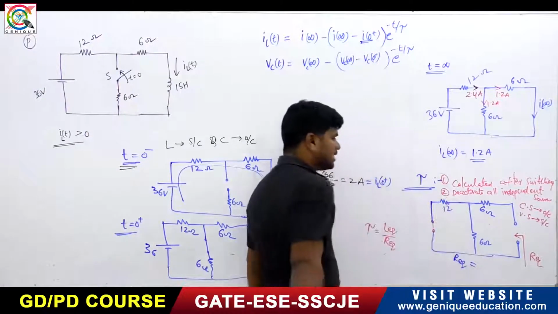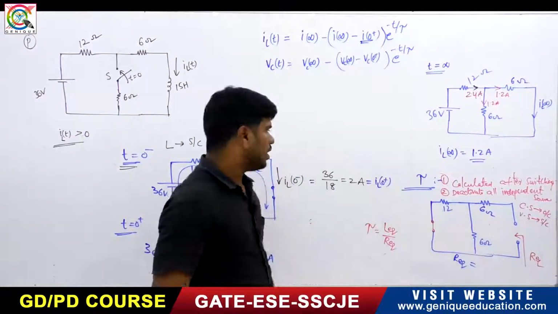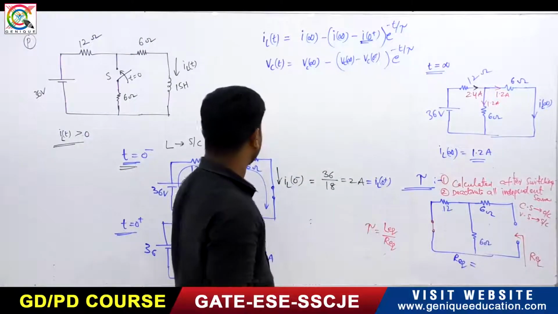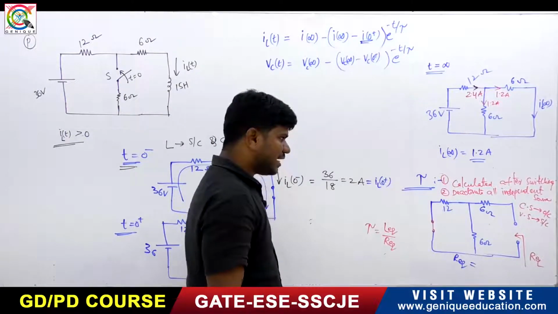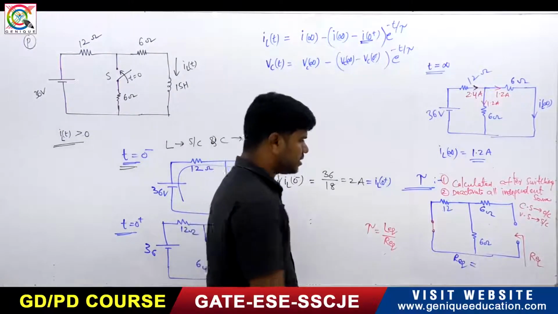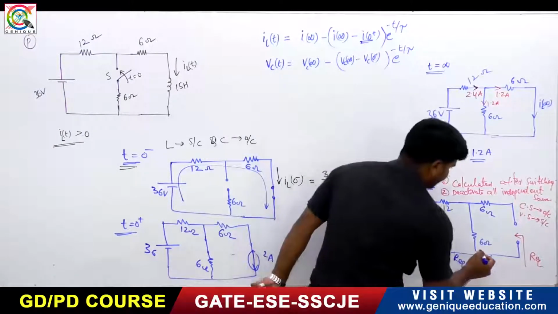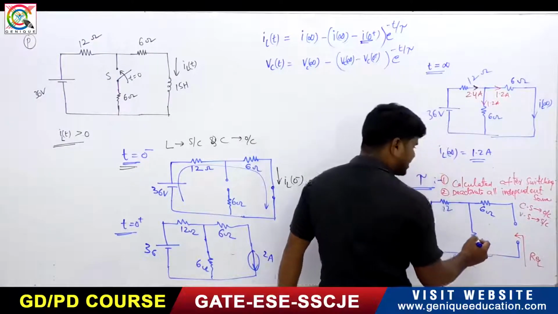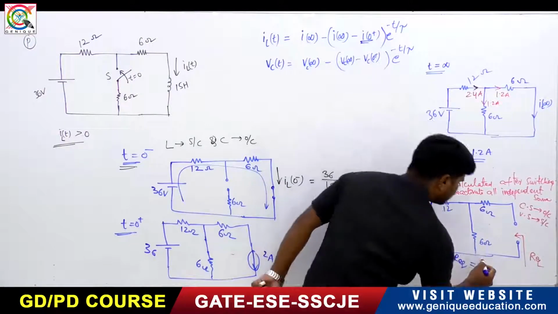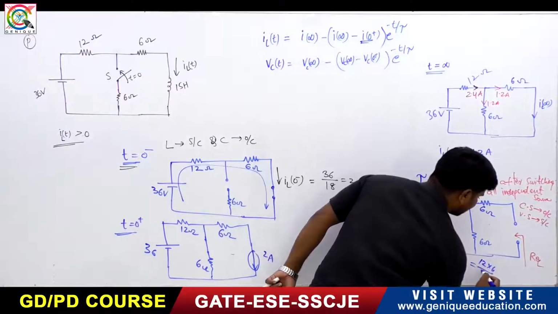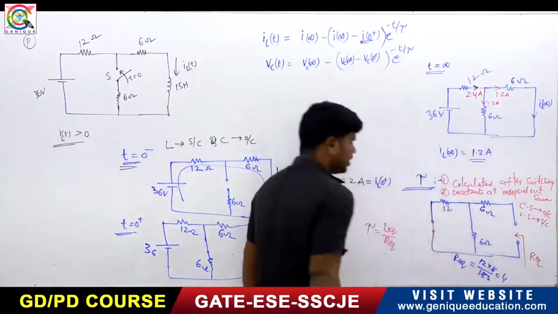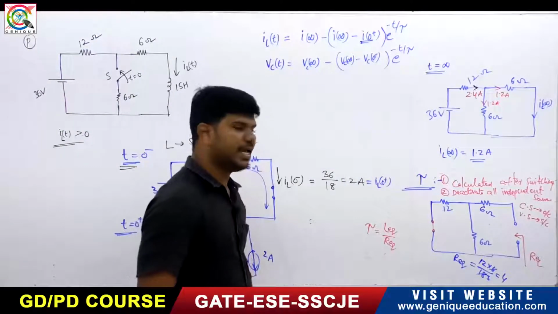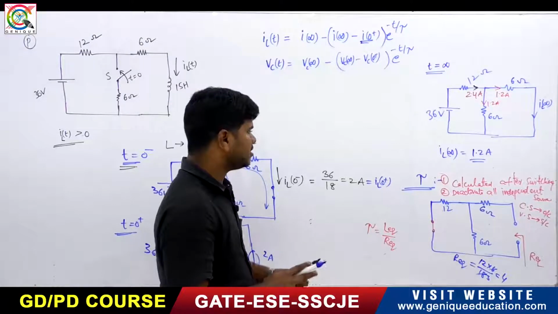It is 12 into 6 divided by 12 plus 6. 12 into 6 divided by 12 plus 6, how much you will get? 12 plus 6 is 18. So 12 into 6 divided by 18 is 4. Okay, R equivalent is 4 here.